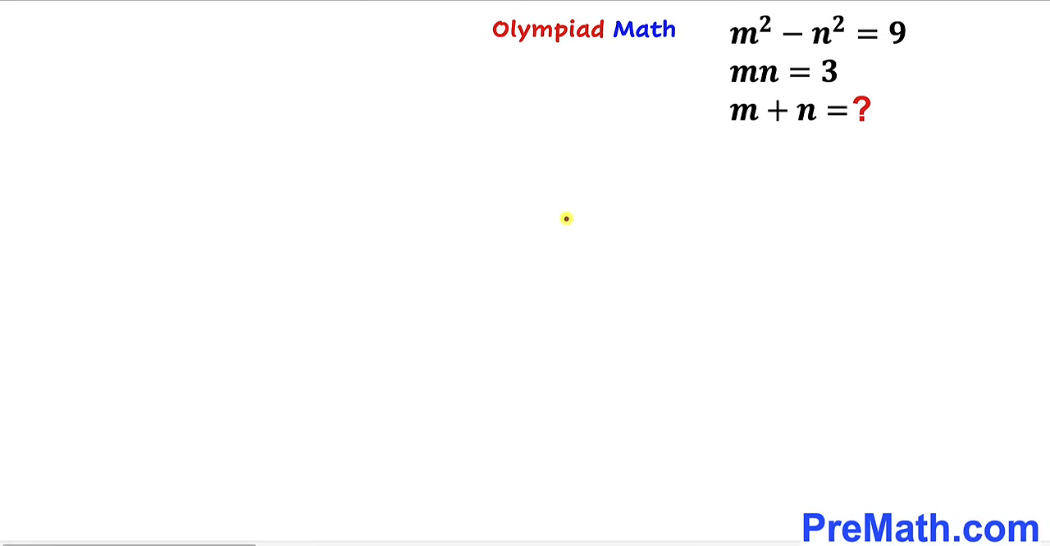And here's our very first step. I'm going to label the first equation as equation number 1, and the second one as equation number 2. Here's our next step. Let's focus on equation 1. Here I have copied down equation 1.